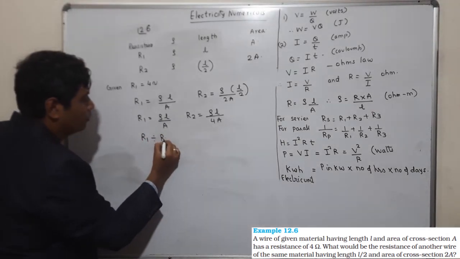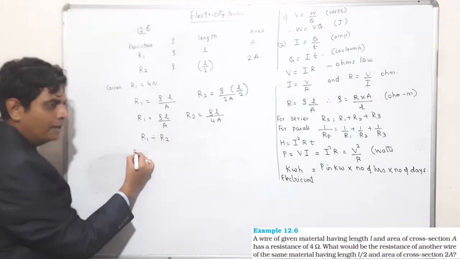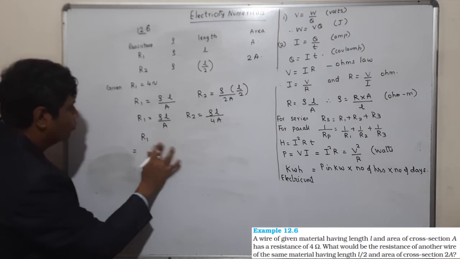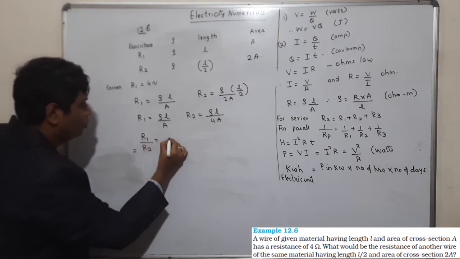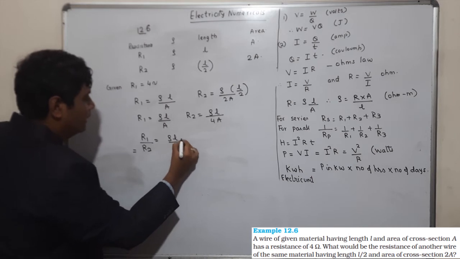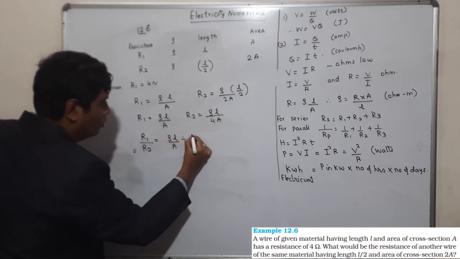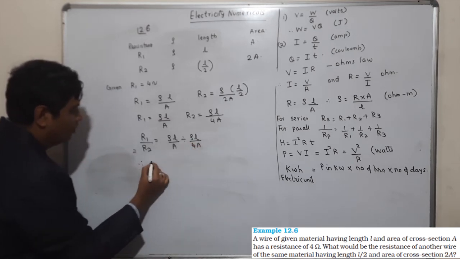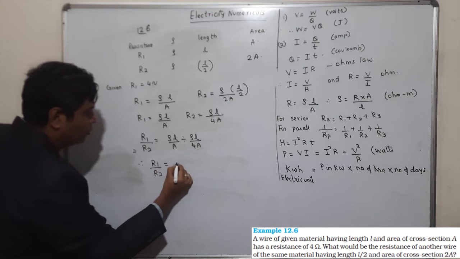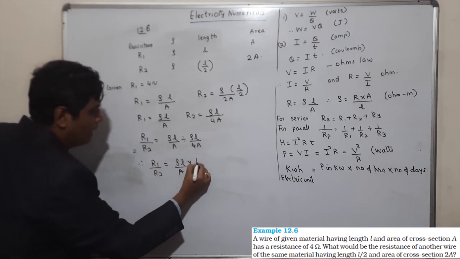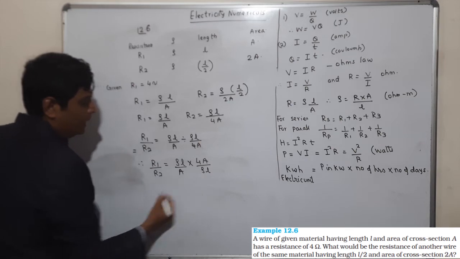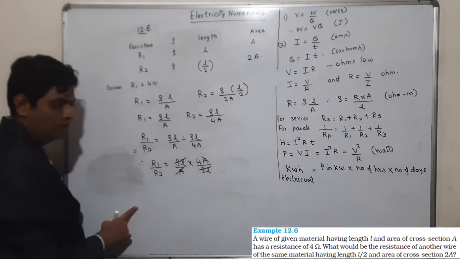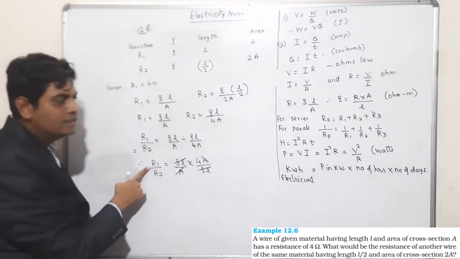R1 divided by R2. R1 divided by R2 is equal to rho L upon A divided by rho L upon 4A. Therefore R1 upon R2 is equal to rho L upon A multiplied by 4A upon rho L. Got it? So rho L and rho L get cancelled, A and A get cancelled. Now I know the value of R1 is 4 ohms.